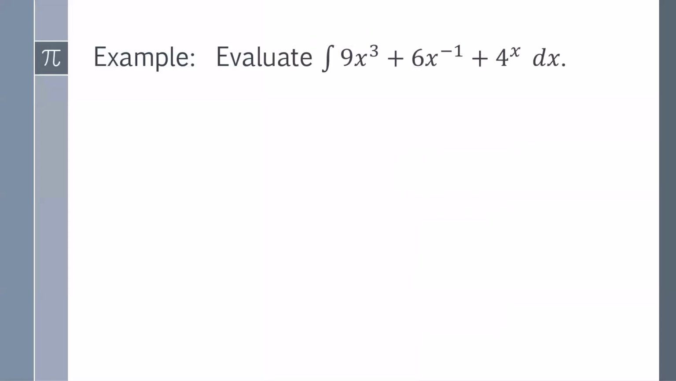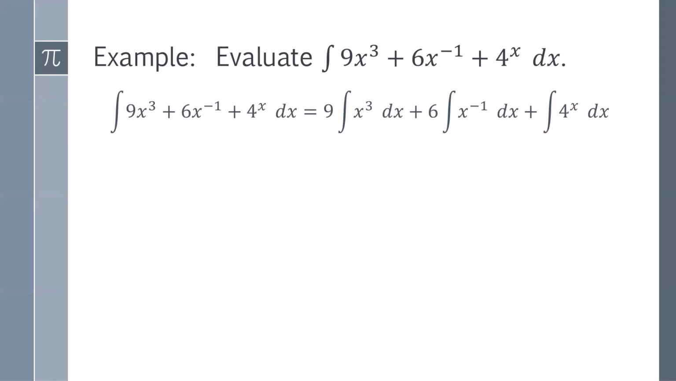If we want to go ahead and combine these rules, we can look to evaluate something a little bit more complicated, like the antiderivative of 9x cubed plus 6x to the negative 1 plus 4 to the x dx. Keeping the sum rule in mind, we can evaluate this by simply evaluating each integrand separately. You can see that we've taken all of the constants that precede any of the functions out front of the integral sign.